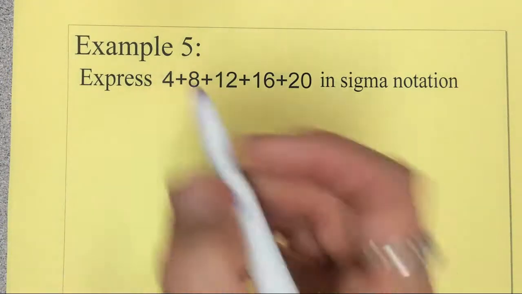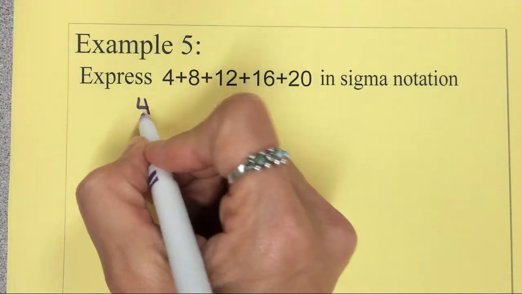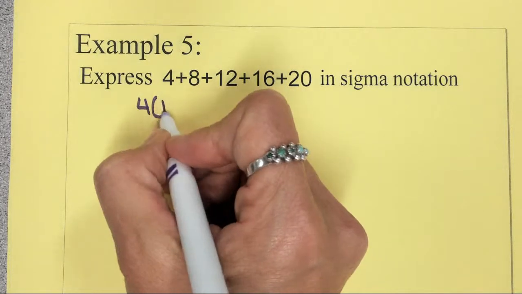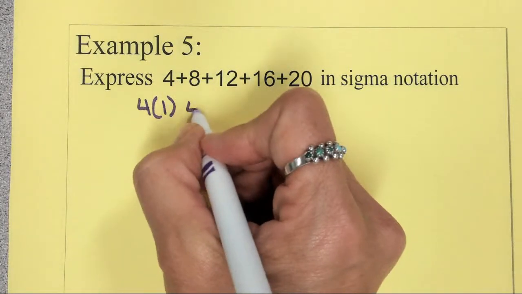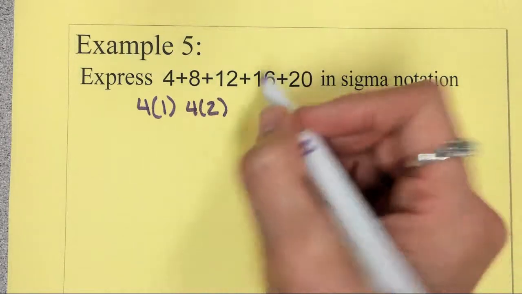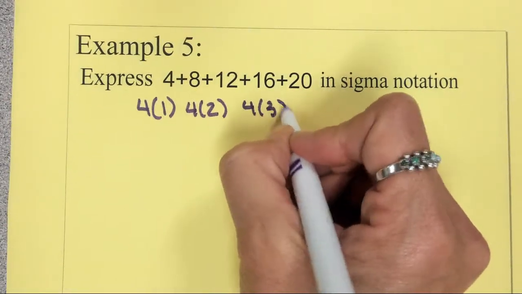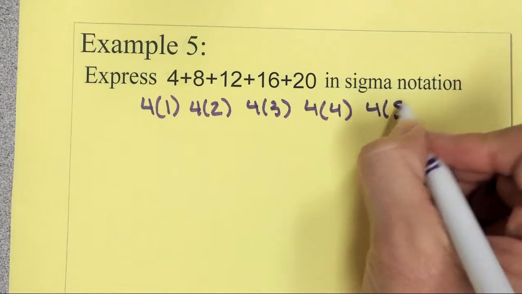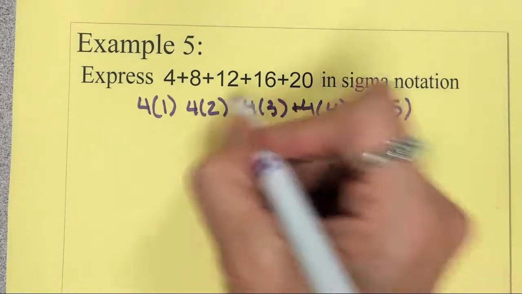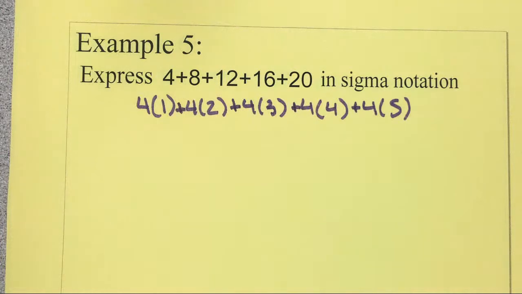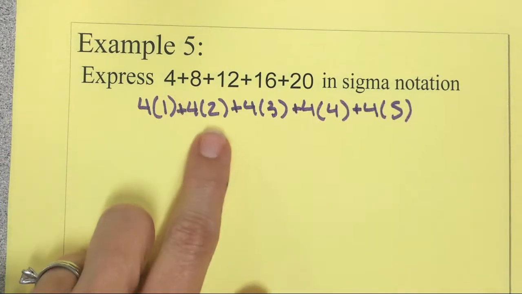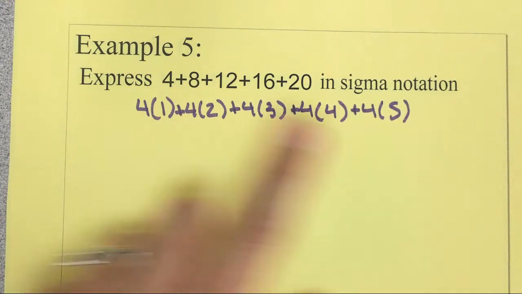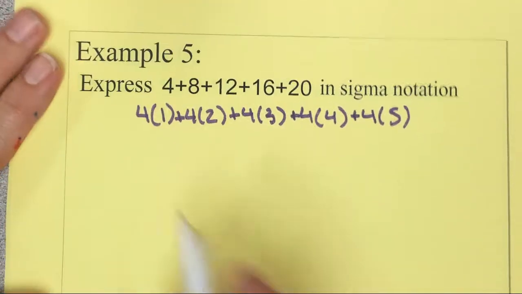So I'm going to rewrite all of these as multiplication. 4 times what is 4? 4 times 1. 4 times what is 8? 4 times 2. And then we get 4 times 3, 4 times 4, and 4 times 5. And again, whatever's changing is my k. So every time, the number in the parentheses is changing and the number outside is staying the same.